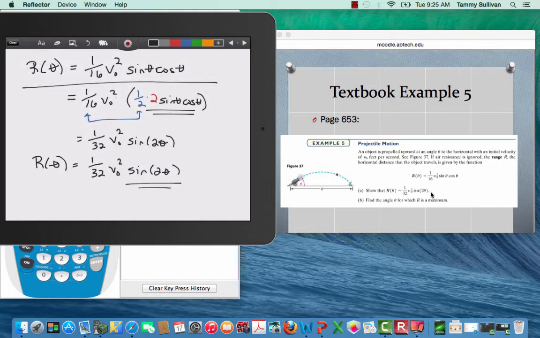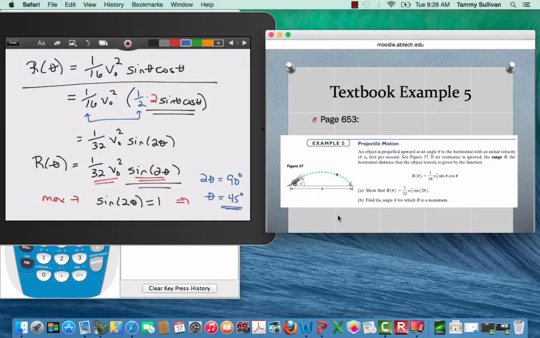Now they want me to find a maximum. So if you remember the sine wave, it has a maximum when the sine is equal to one. That's the highest a sine wave can get, regardless of what this information is. So that means that twice my angle would have to be 90 degrees, so my angle would be 45 degrees. So when your input is a 45 degree angle, that's how you'll get your maximum range.